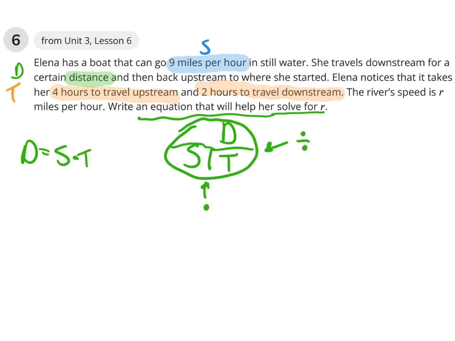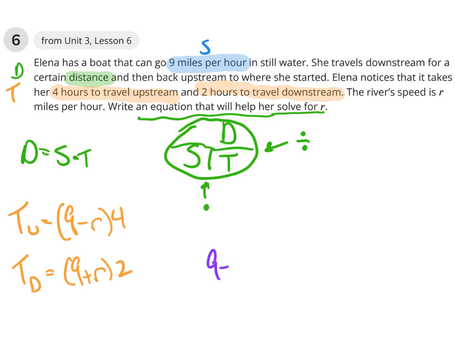So let's start with our time upstream. Our speed is 9, but we're going upstream, so we've got to subtract the current, times the time, which is 4. Our time downstream is 9 plus r, because we're going with the current, times the time, which is 2. Now, since we had the same distance, we're going to set these equal to one another. 9 minus r.